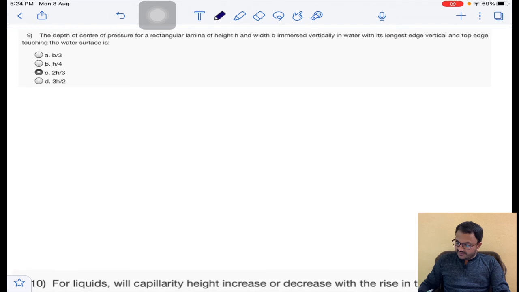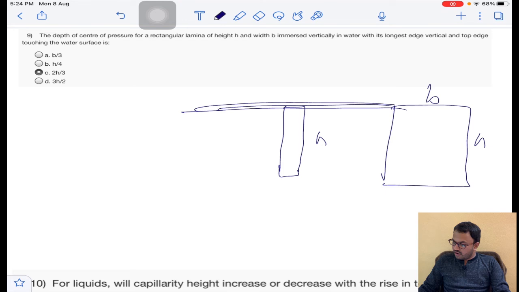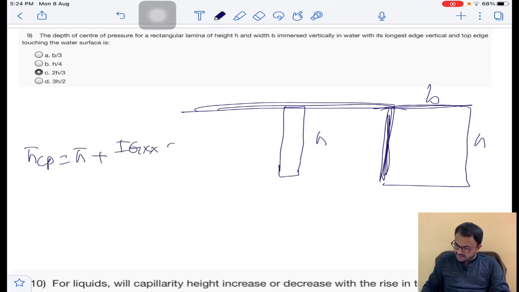And coming to the 9th question, the depth of center of pressure for a rectangular lamina of height h and width b. So there is a rectangular lamina. This coincides with the water surface, and this height is h. If I see from the sides, it will be b into h. With the longest edge vertical, that is the longest height is vertical, and the top edge touching the water surface. This top is touching the water surface. Center of pressure h bar Cp is equal to h bar plus Igxx sine square theta. Here theta is 90 degrees. Okay, and h bar into A.